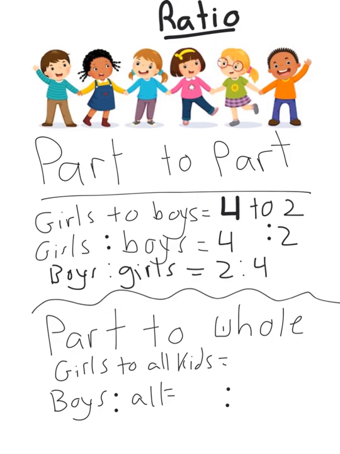Down here, the part to whole, you might be able to guess. The whole is just looking at the whole number. And there's 1, 2, 3, 4, 5, 6 kids. So the first one here is asking how many girls there are compared to how many kids. So we counted 4 girls to 6 kids in total. And below I've asked for how many boys compared to all the kids. There are the 2 boys compared to all 6 kids.